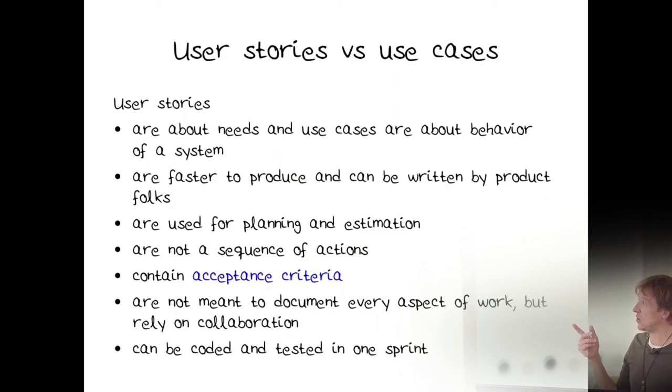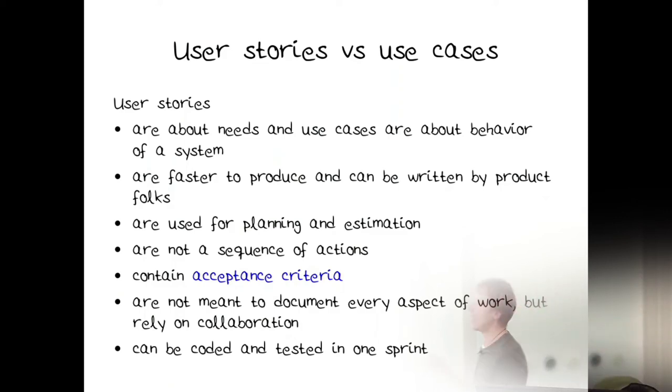User stories are faster to produce and can be written by product folks. This is a very important one, because back in the day when everybody was using use cases, we needed to educate the product people to write use cases. And it's not a natural language. For us, it might be pretty natural, because we might put ourselves in the perspective of the system, like, okay, what are these guys going to do to me? But product managers are thinking on behalf of their users. They're not thinking on behalf of the system. So in order for them to express something that actually conveys what they mean, a user story is a much better way.